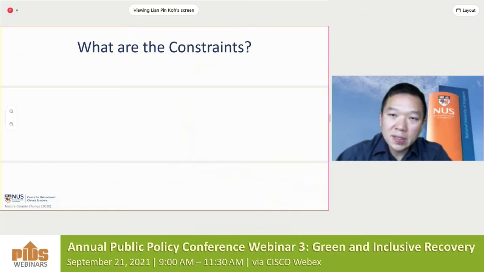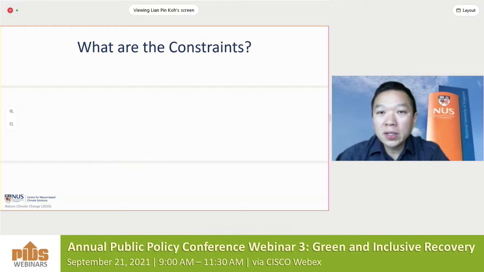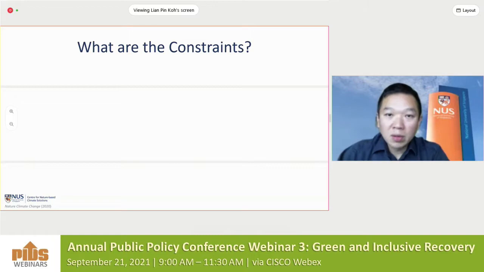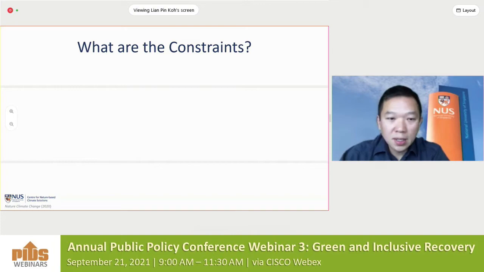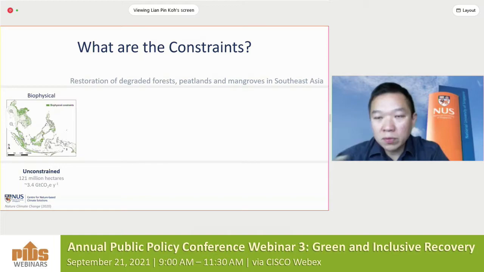Another important consideration is that the theoretical potential for climate change mitigation can be quite different from what may be actually achievable on the ground, because there will always be practical constraints that are specific to the local or regional contexts that need to be considered. To talk about constraints, let me focus on reforestation as a climate change solution. Recently, we also mapped the potential for reforestation in Southeast Asia in general. We find that in our region, there are about 121 million hectares of degraded forests, peat swamp forests, and mangrove forests that are biophysically suitable for reforestation. The restoration of these degraded lands could potentially remove about 3.4 billion tons of CO2 per year.